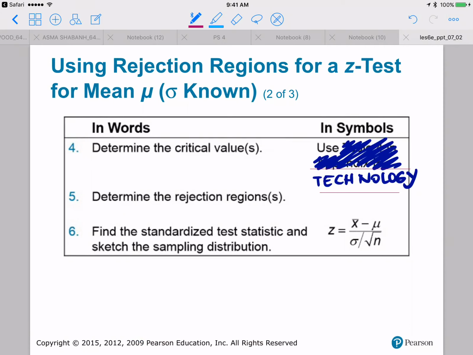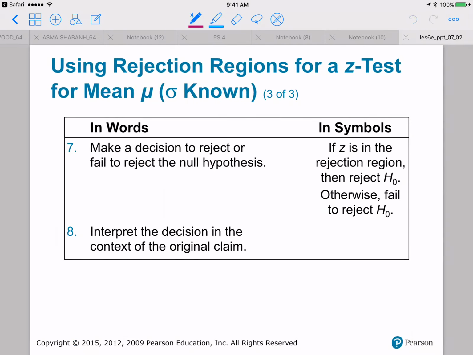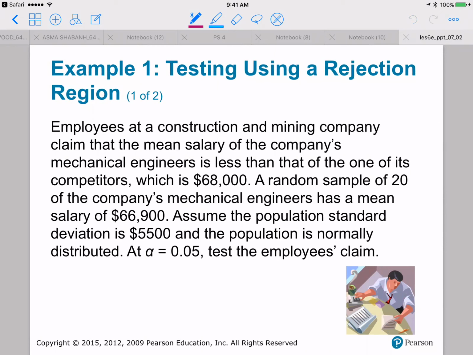Now, determine the critical value. You're going to use technology. Determine the rejection regions. That's going to be based off of your sketch. You're going to find your standardized test statistic, right? That's a computation. And once you have that computation, you'll be able to see, is Z in the rejection region? If so, we'll reject H0. If it's not, we will fail to reject H0. And then lastly, you're going to interpret the decision in the context of the original claim. So let's do this example here.